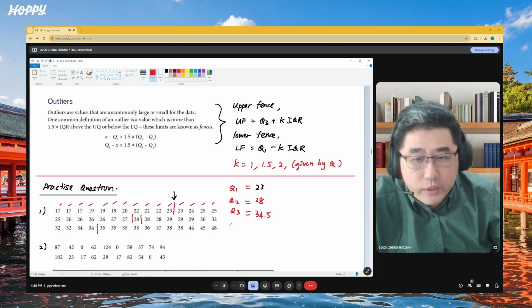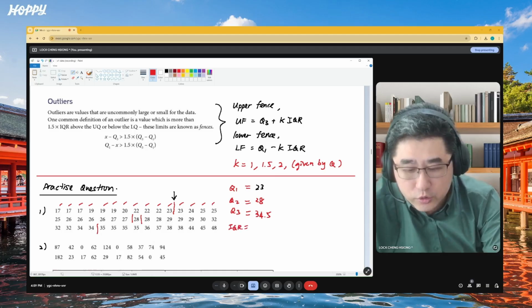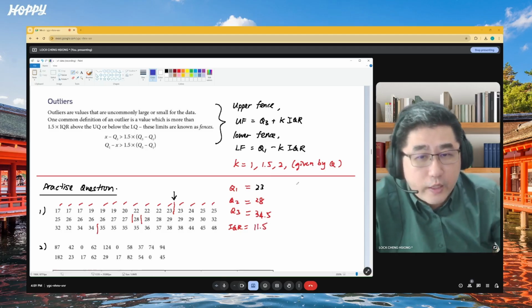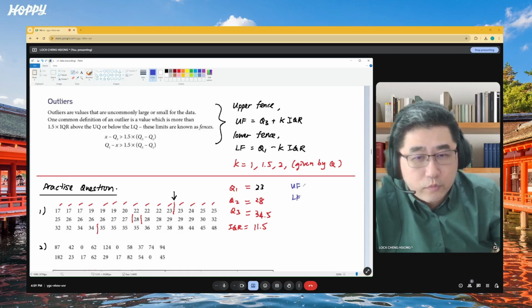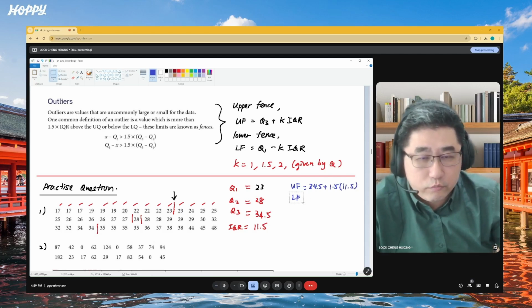Okay, then from here, my IQR equals 34.5 minus 23, I will have 11.5. Next, I want to calculate my upper fence and lower fence. Okay, the upper fence I will have 34.5 plus 1.5 of 11.5.